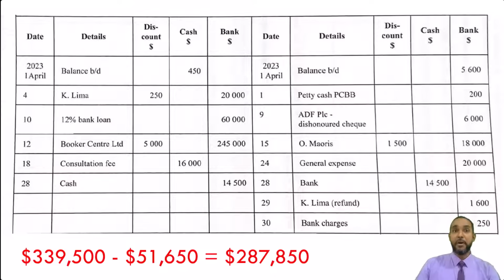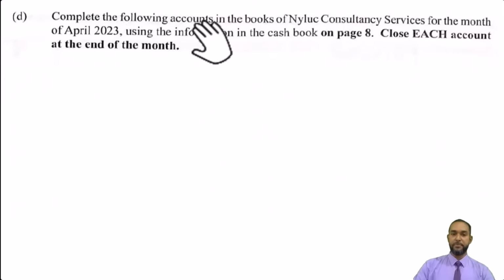Okay, we just have a part D to this question. Let me pull it up. Okay, so part D says complete the following accounts in the books of NILOC Consultancy Services for the month of April 2023 using the information in the cash book on page 8. Close each account at the end of the month. Okay, so close means balance off.